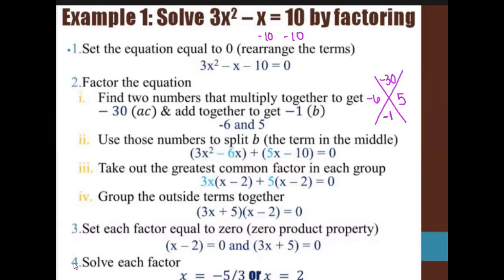Questions, comments, concerns, everything pretty good? All we're doing is adding that little extra part at the beginning and the little extra part at the end.